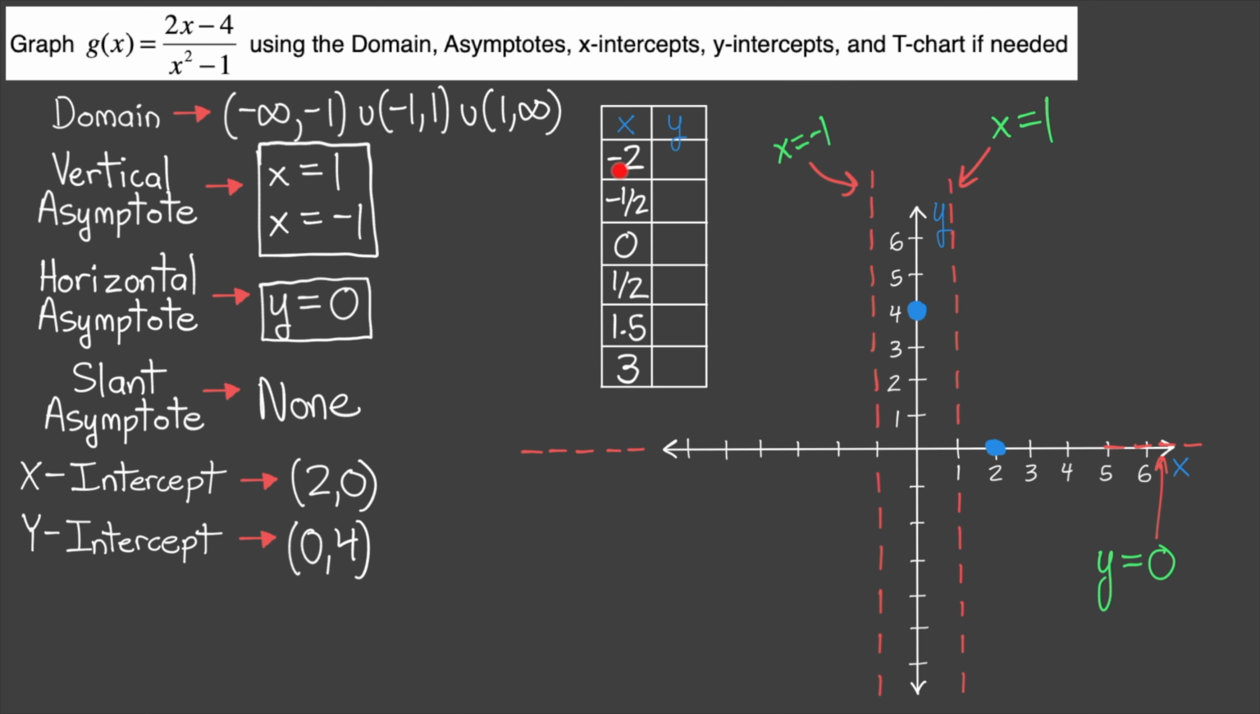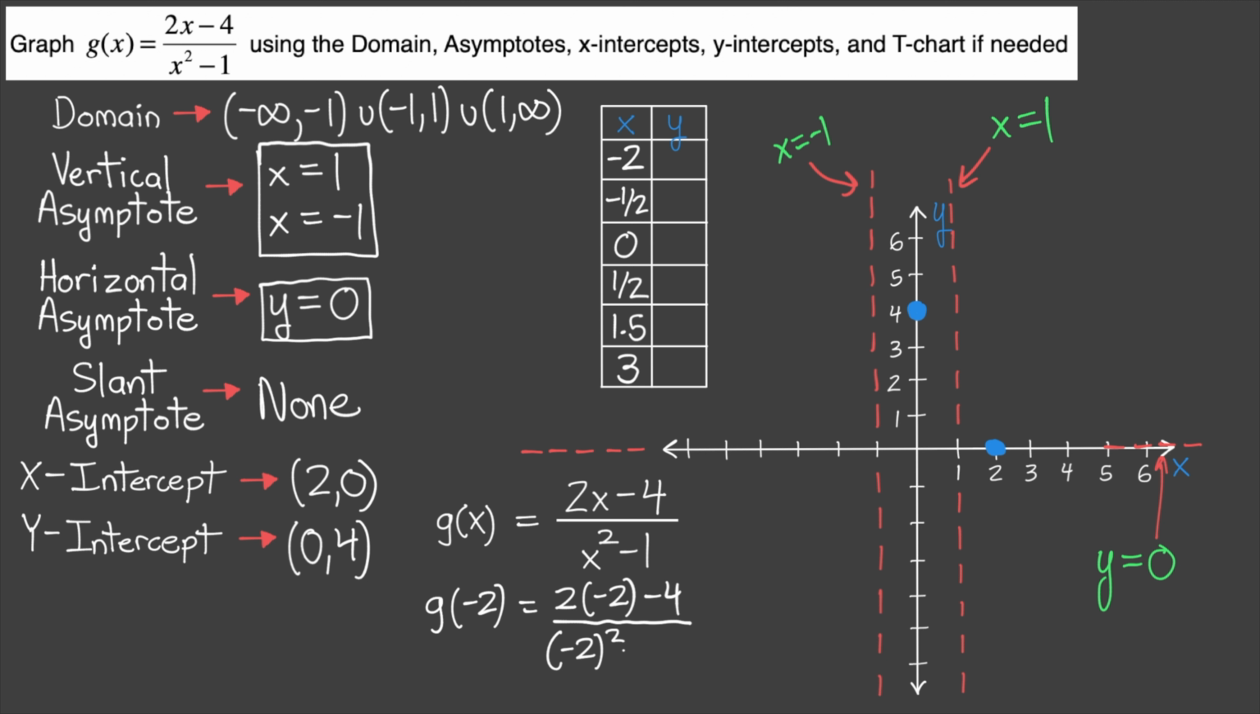So I'm going to go ahead and plug in -2. Over here, we'll plug it in kind of small here. So if I plug in -2 for x, wherever I see an x, I plug in -2. So the top is -4 minus 4, so that'll be -8. And the bottom is 4, -2 squared is 4 minus 1, which is 3. All right, so that's our y value, -8/3. We'll put that here.